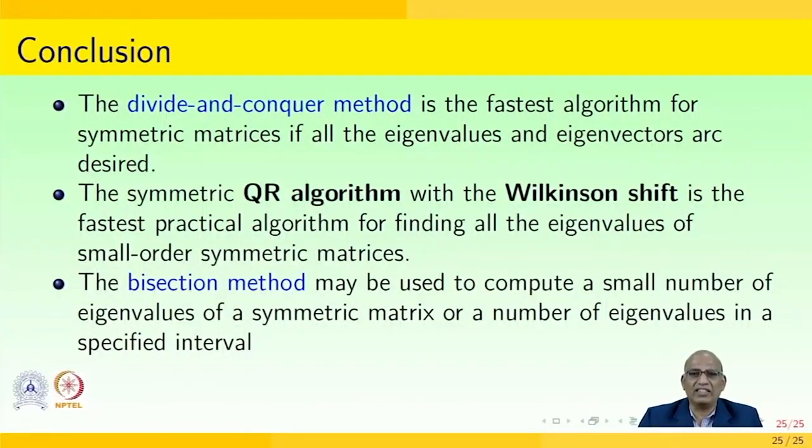So the conclusion is that the divide and conquer method is the fastest algorithm for symmetric matrices if all the eigenvalues and eigenvectors are desired. The symmetric QR algorithm with the Wilkinson shift is the fastest practical algorithm for finding all the eigenvalues of small order symmetric matrices. The bisection method may be used to compute a small number of eigenvalues of a symmetric matrix or eigenvalues in a specified interval.